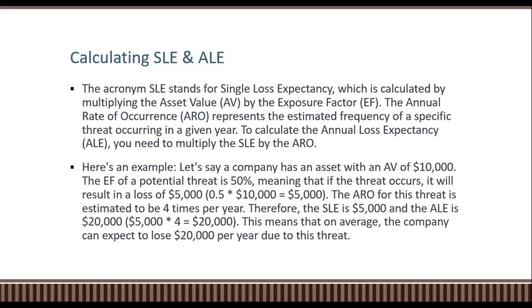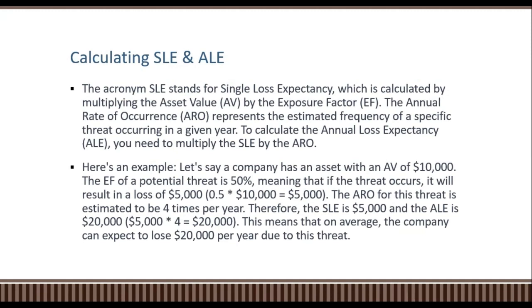Calculating SLE and ALE. So the acronym SLE stands for Single Loss Expectancy, which is calculated by multiplying the asset value, AV, by the exposure factor, EF. The annual rate of occurrence, ARO, represents the estimated frequency of a specific threat occurring in any given year. To calculate the annual loss expectancy, ALE, you need to multiply the SLE by the ARO.